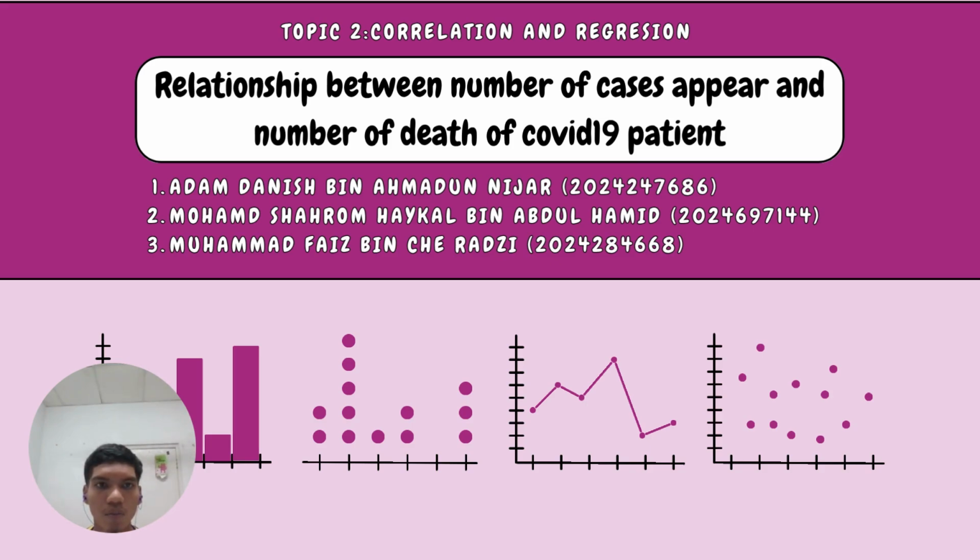Today we are going to present about the relationship between the number of cases appearing and the number of deaths of COVID-19 patients. This is covered under topic 2, correlation and regression.